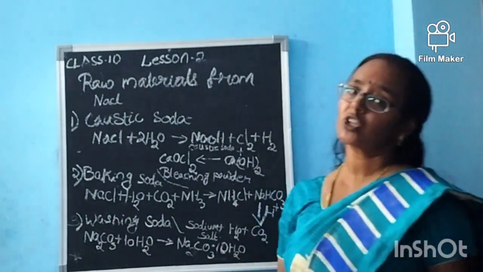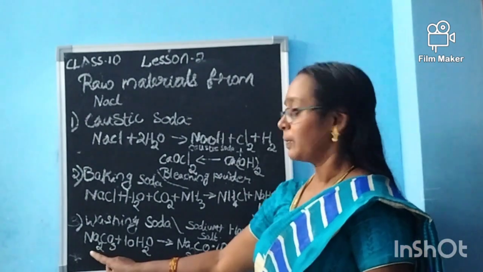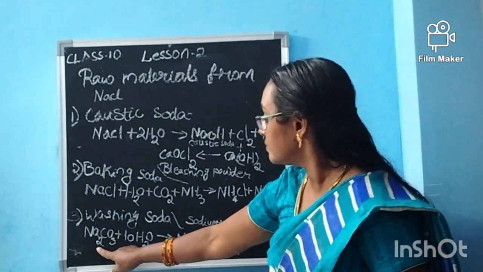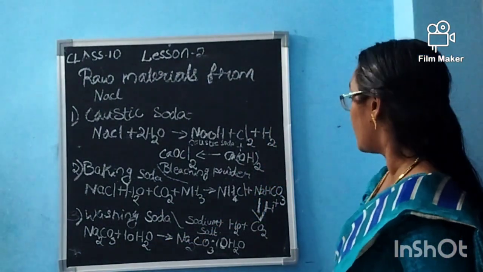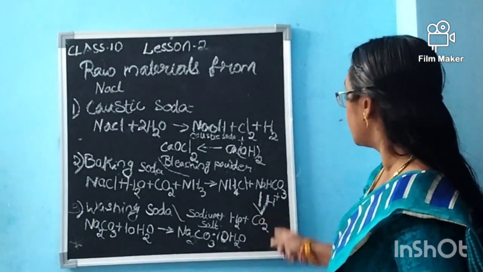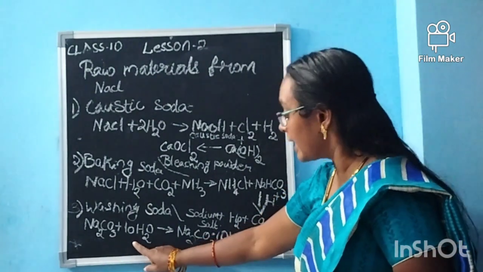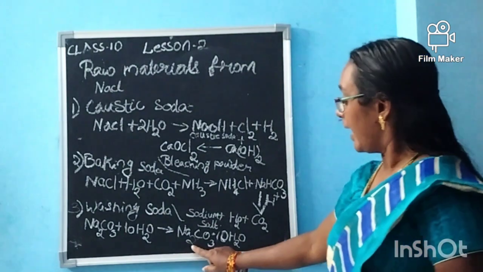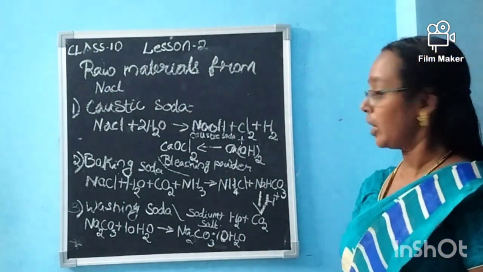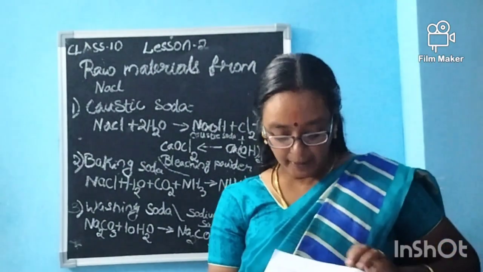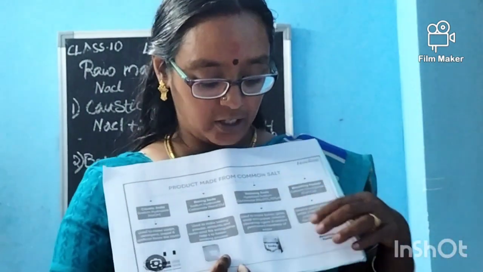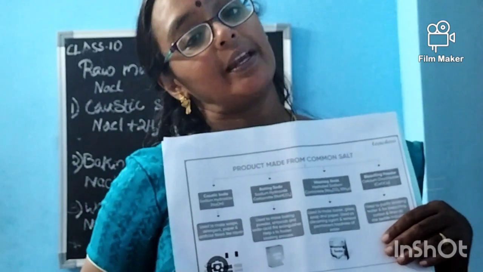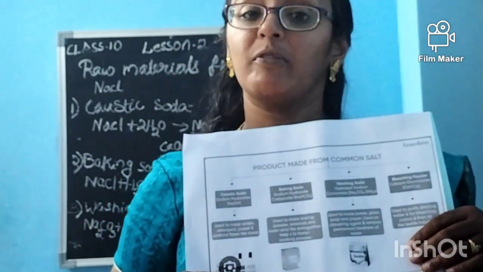Then the fourth one is washing soda. How is the washing soda formed? The sodium carbonate which we are getting will be reacted with water. So what will happen? Na2CO3·10H2O. It is called washing soda. Here I am showing it again. What are the uses of all these has been mentioned here. You can learn it, and the things will be very clear for you.